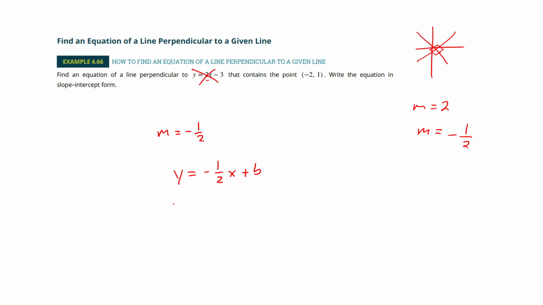So I've got a 1 for my y. Okay, so come over here, -1/2 times -2. It's like over 1. Cross reduced, you see this is all going to become 1.